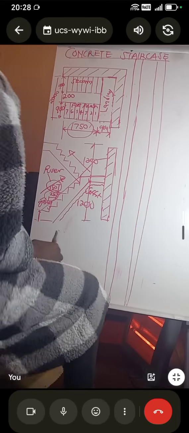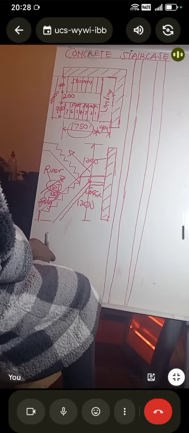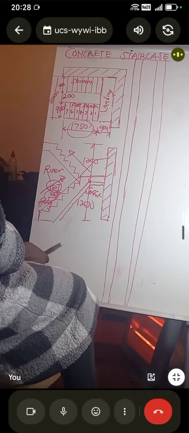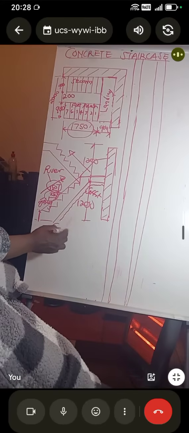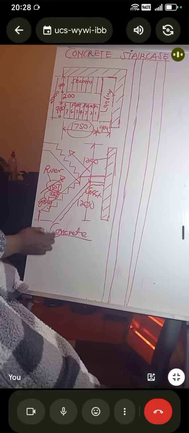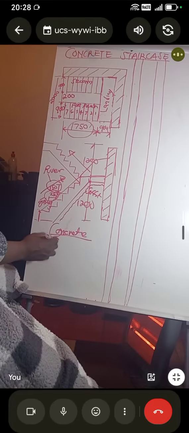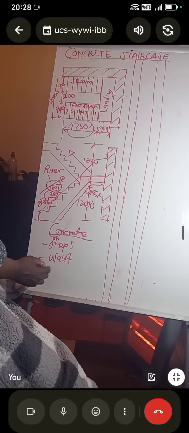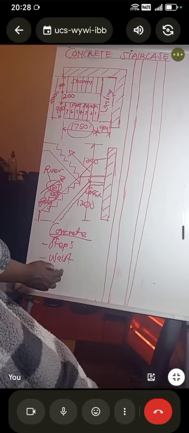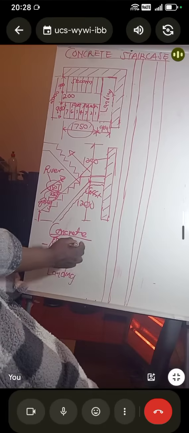Fine. You need to calculate the concrete, because you're dealing with the concrete. The parts that involve concrete are the steps, the waist, and the landing. Good. You see what I've written here?